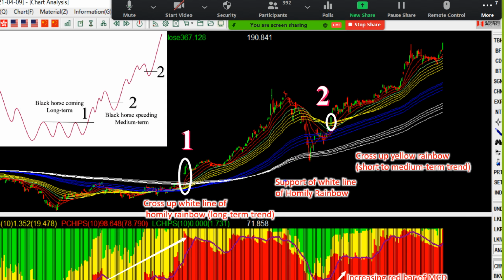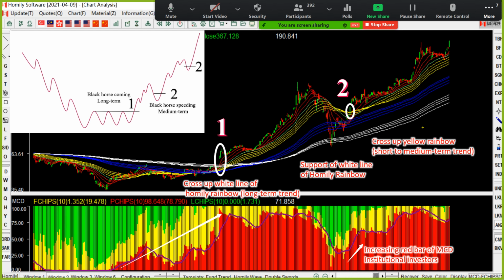According to our indicator, the Harmony rainbow has colorful lines. The red line is very short term. Yellow line is short term to medium. Blue color is medium term to long term. White color is for long term. Most of the time we want to know whether the share is a good one or a bad one. We need to check the first thing: is your trend good or bad? Okay? So as long as your candlestick is above both yellow and white, your share is a good one.